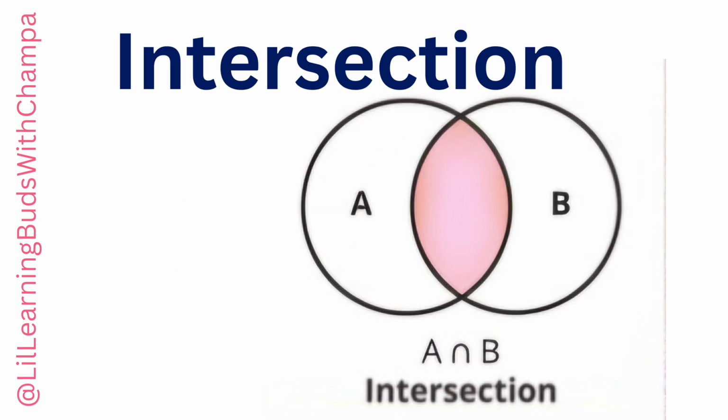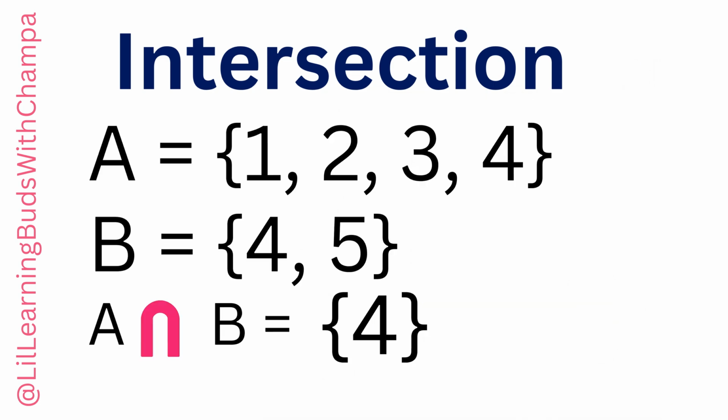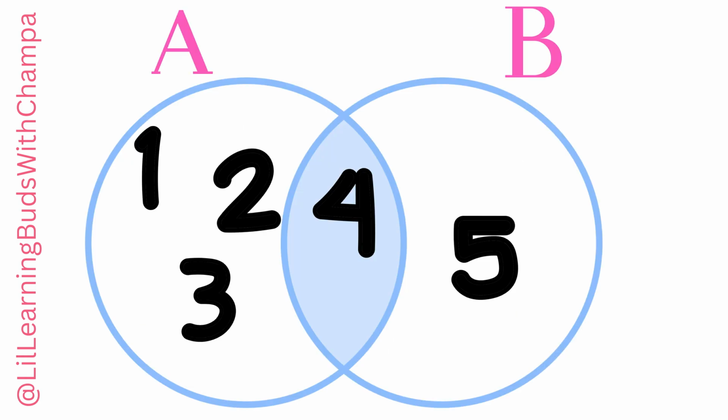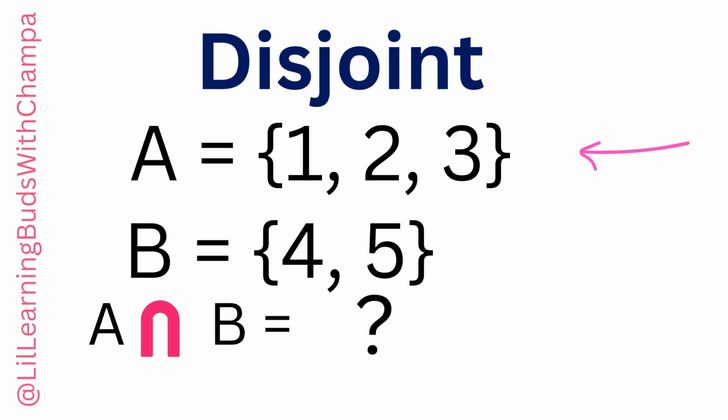Intersection. When you say A intersection B, you need to write what's common in both the sets. For example, set A has 1, 2, 3, 4 and set B has 4, 5. What's common here? 4. So A intersection B is 4. So when you represent it in a Venn diagram, we write what is common, which is 4, in the center and color only that portion.